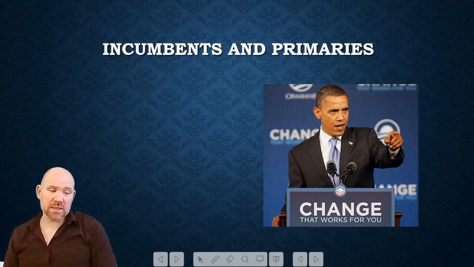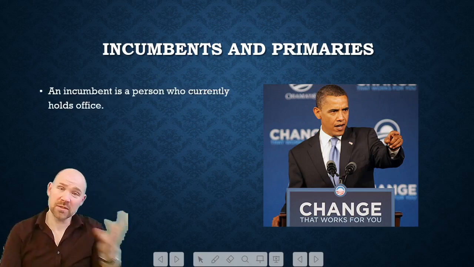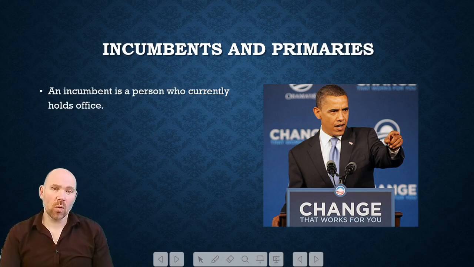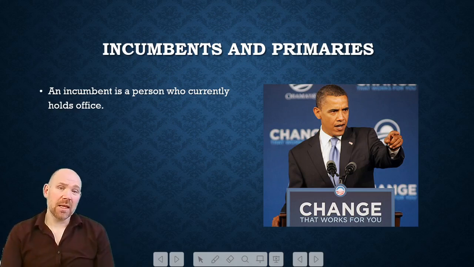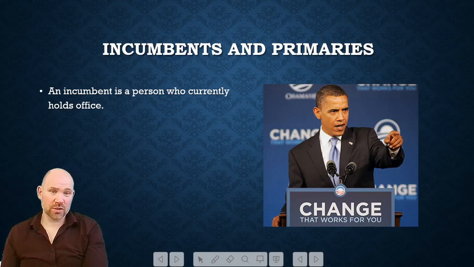Now, we've looked at incumbency before when we talked about Congress, and an incumbent is a person who currently holds office. It could be a president, could be a senator. And the incumbent always has a huge inbuilt advantage in a primary and also actually in the main election itself. When you look back at the history of presidential elections and congressional elections, it is very rare for an incumbent to lose an election, and it is almost unheard of for them to lose a primary.